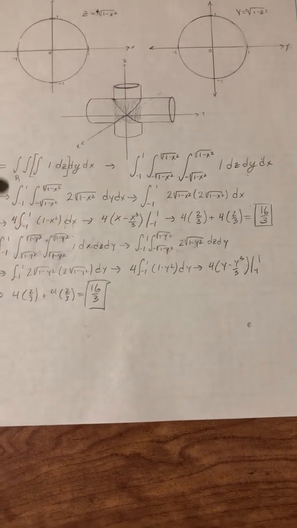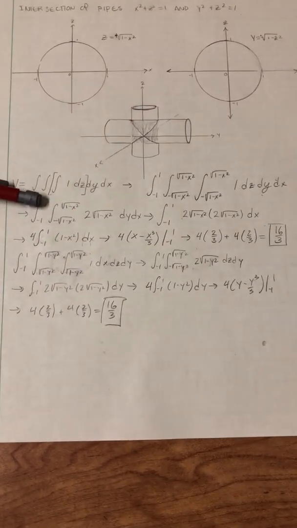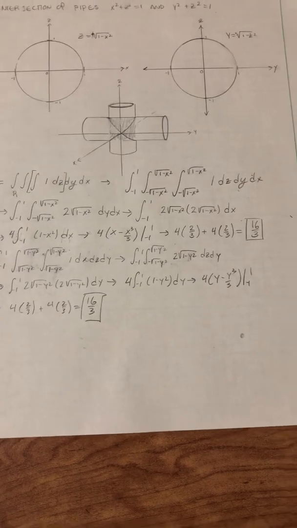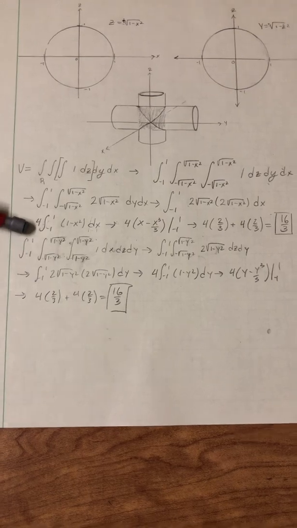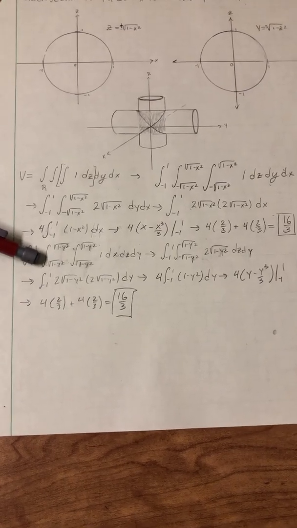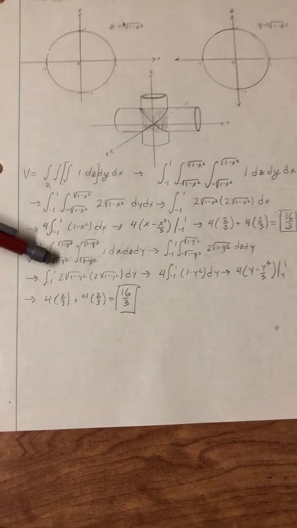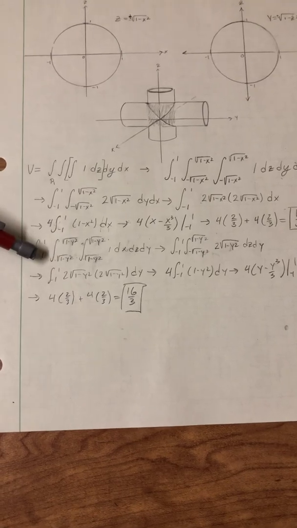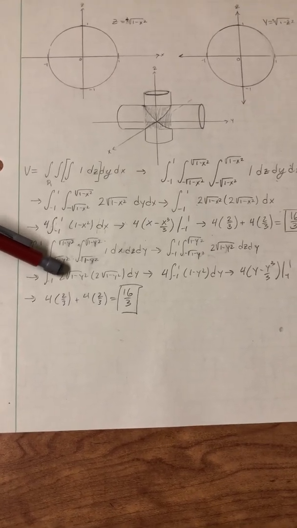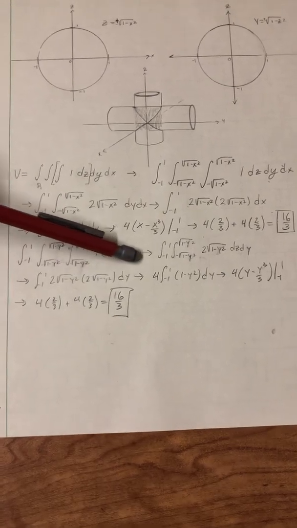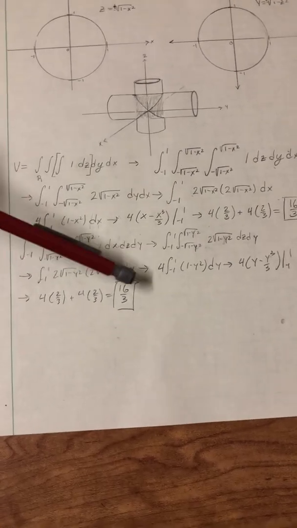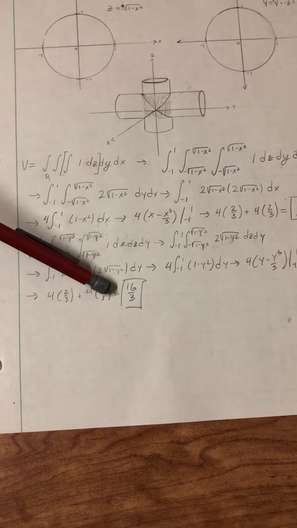So that's evaluating it in the XZ plane, and then evaluating it in the YZ plane. It's very similar, except the y bounds and the z bounds are from negative square root of 1 minus y squared to the square root of 1 minus y squared. And so evaluating that, we get the same result, which is 16 over 3.